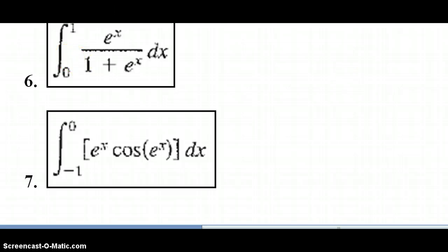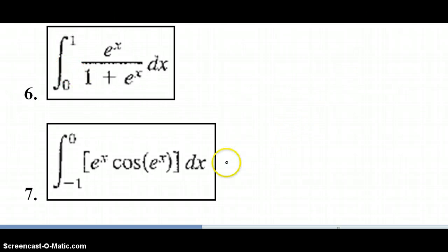I'm going to erase some of this work here so that we can have a bit more room. Alright, so we've got the integral from 0 to 1 of e to the x over 1 plus e to the x dx. And when you look at this one, you've got to decide what am I going to call my u here?